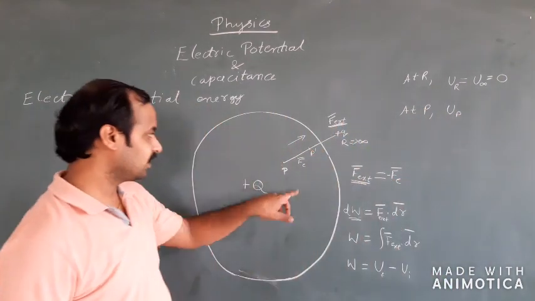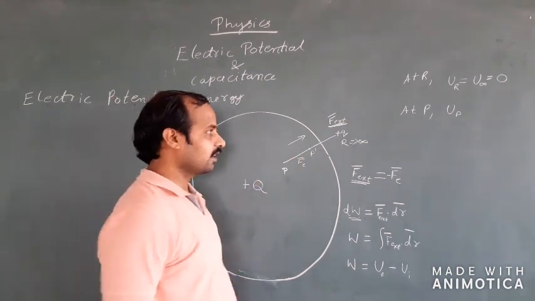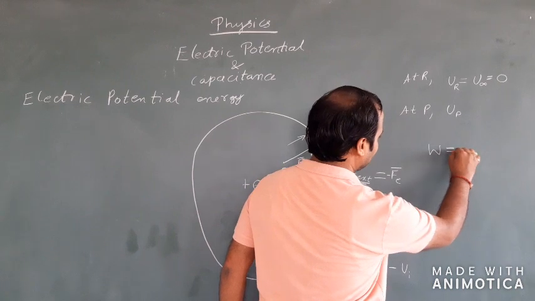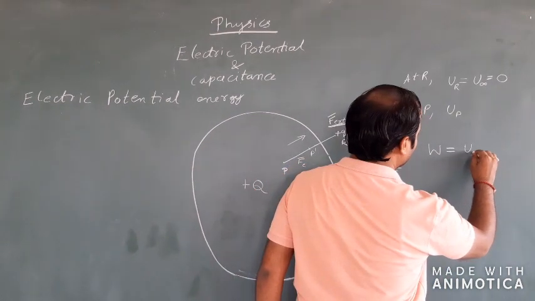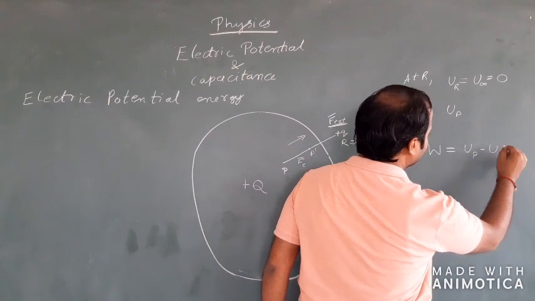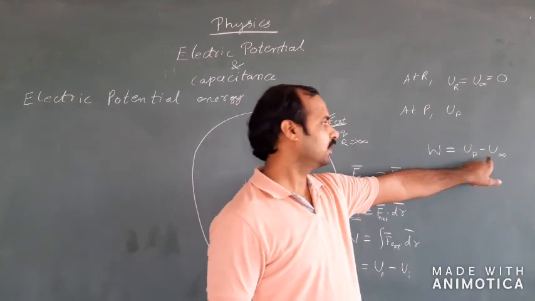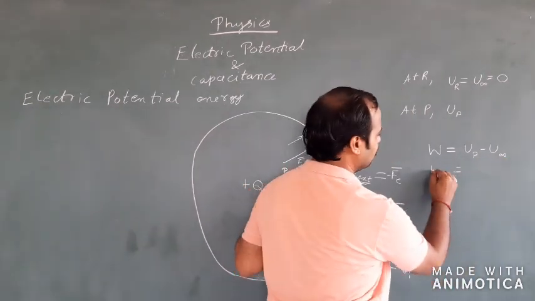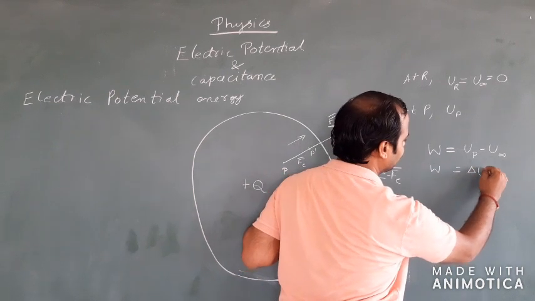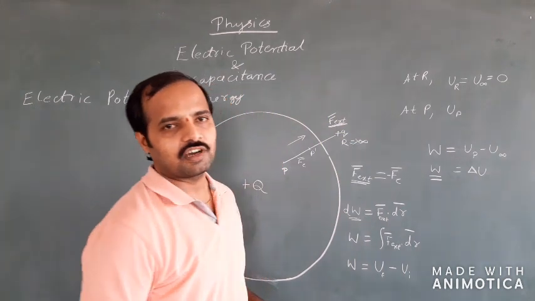That is, potential energy at this point P is going to be taken as UP, and from the work-energy theorem we can see that the work done is nothing but equal to UP minus U infinity. That is, the potential energy at the final point minus the potential energy at the initial point. So the difference in the electric potential energy gives us the amount of work done.